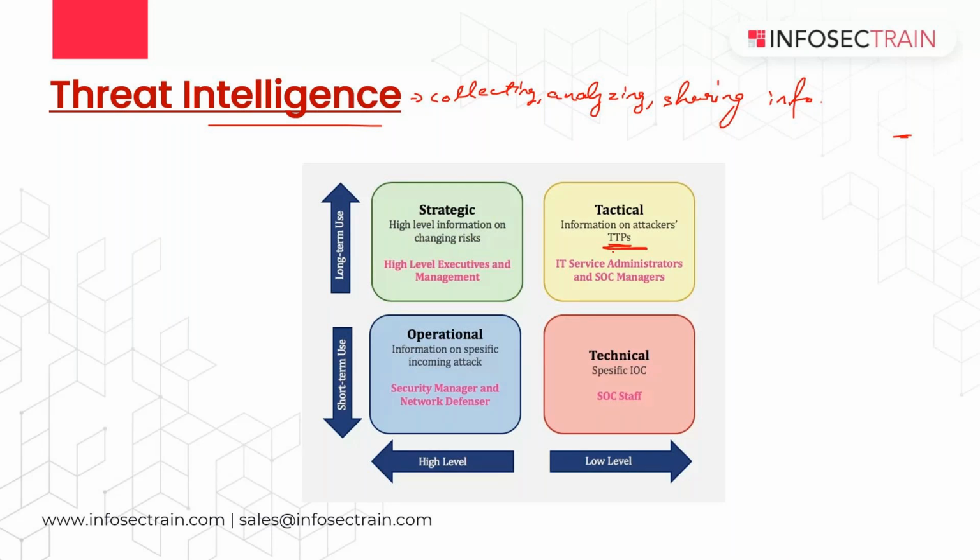So if I'm a threat hunter, let's suppose, I'll be using threat intelligence to know about the IOCs and attackers' TTPs, tactics, techniques, and procedures, like how they perform an attack. With this information, I can hunt down or locate their position in the environment or detect them.